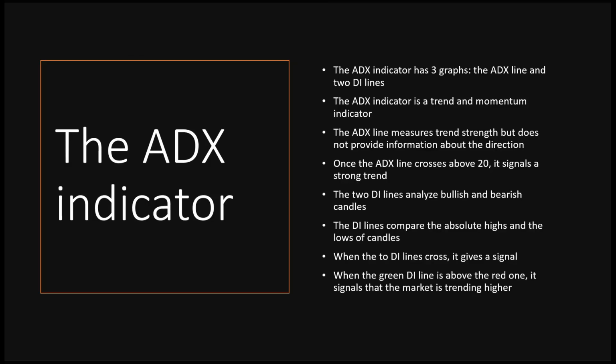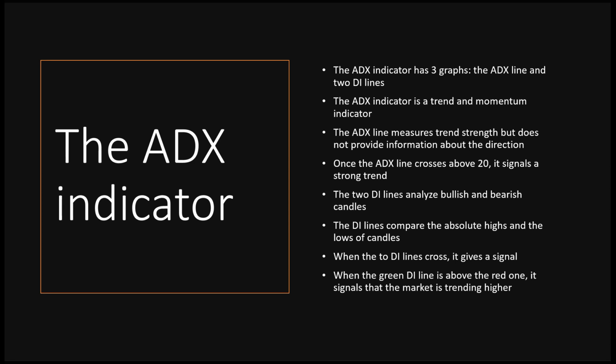The ADX indicator has 3 graphs, the ADX line and 2 DI lines. The ADX indicator is a trend and momentum indicator. The ADX line measures trend strength but does not provide information about direction. Once the ADX line crosses above 20, it signals a growing strength or a strong trend. The 2 DI lines analyze bullish and bearish candles.